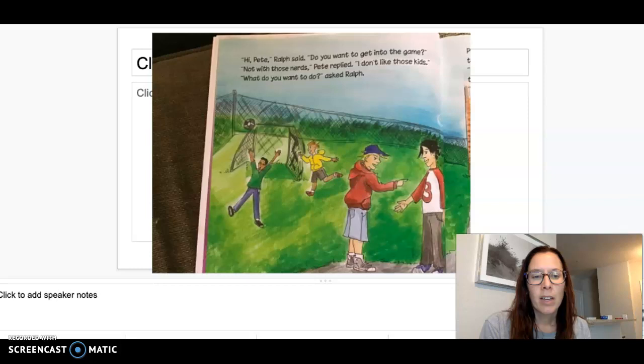asked Ralph. I thought at the beginning of the book that he had just joined the school, so how could he know who he likes and who he doesn't like?